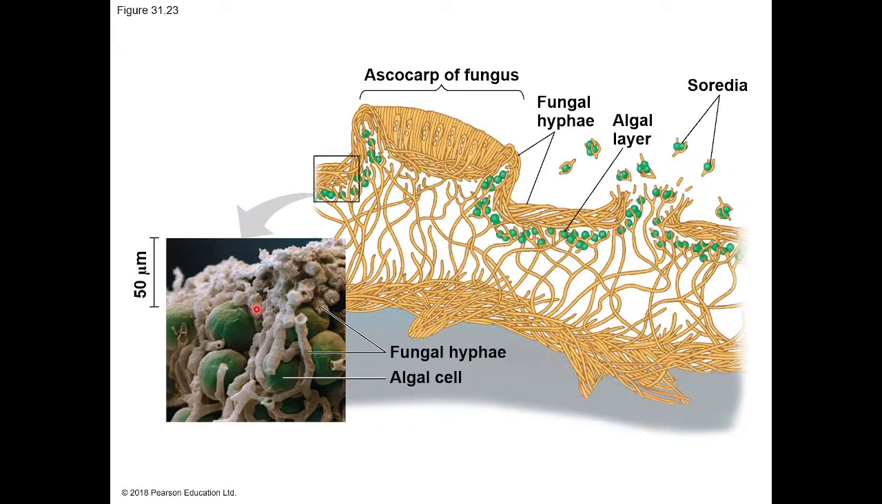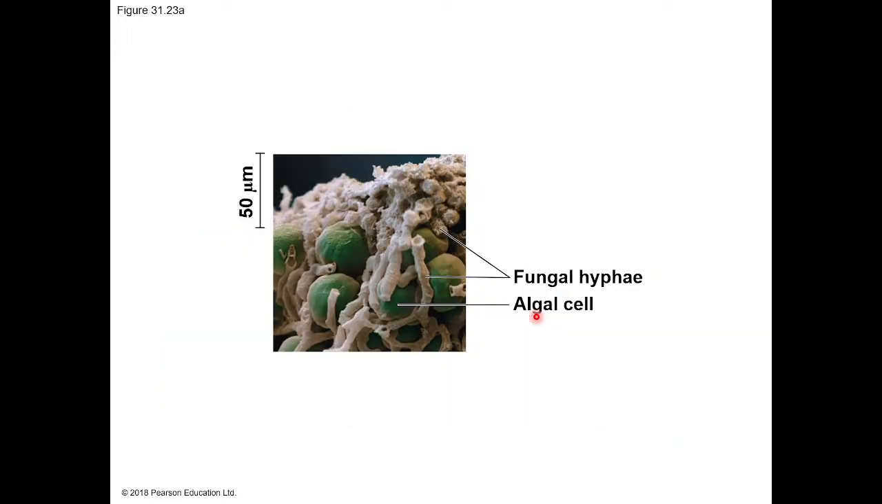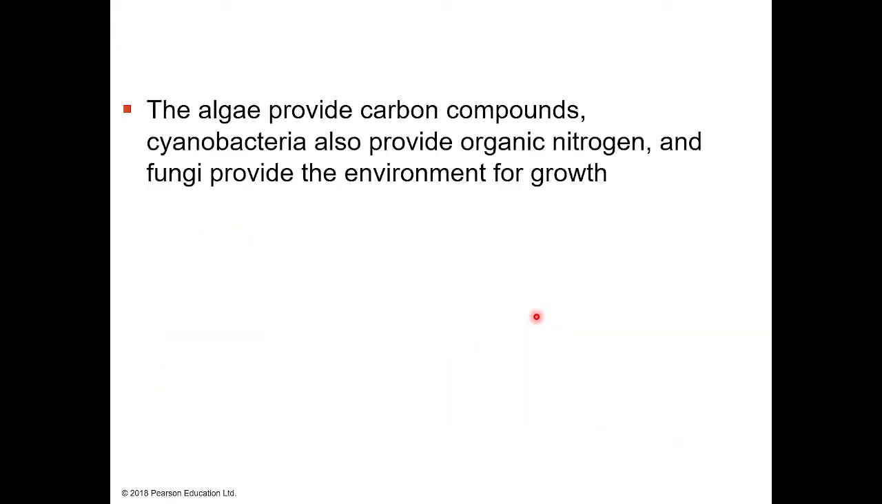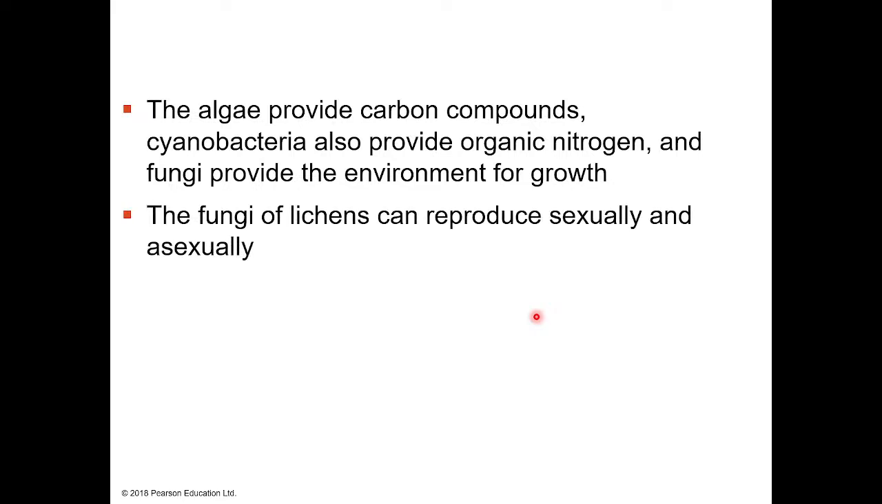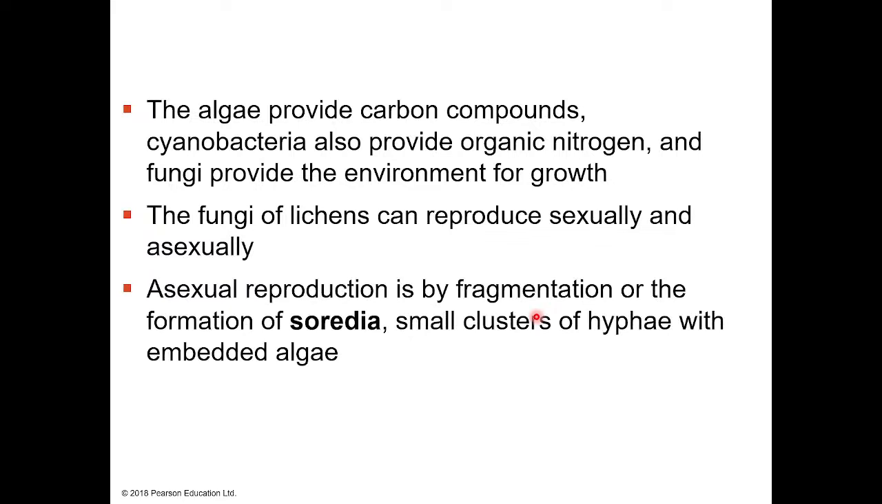Alright, this is the microscopic structure of a lichen. This is the fungal part, and these are the algae cells. The algae provide carbon compounds, and cyanobacteria also provide organic nitrogen, and fungi provide an environment for growth. The fungi of lichens can reproduce asexually and sexually. Asexual reproduction is by fragmentation or the formation of soredia, small clusters of hyphae with embedded algae.